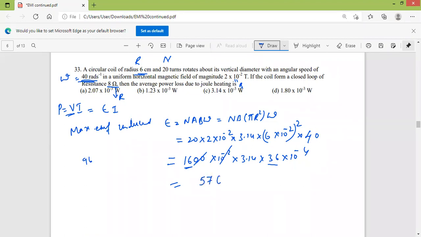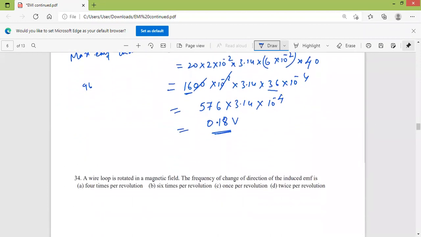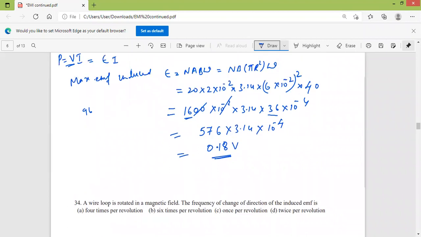It's 576 into 3.14 into 10 to the power of minus 4. If you multiply this, the value will be around 0.18 volt. This is the maximum EMF induced.